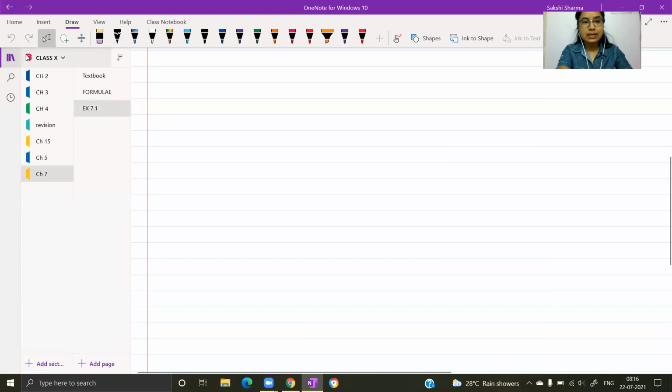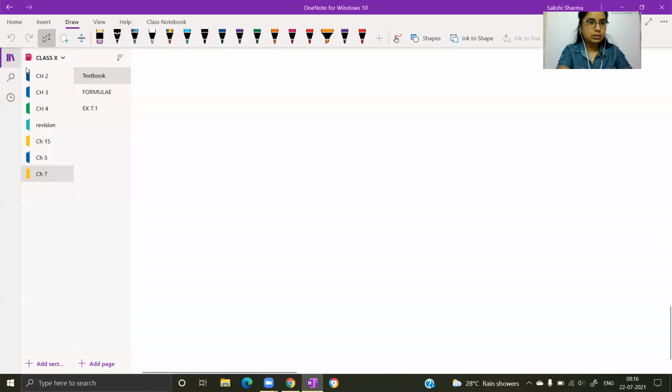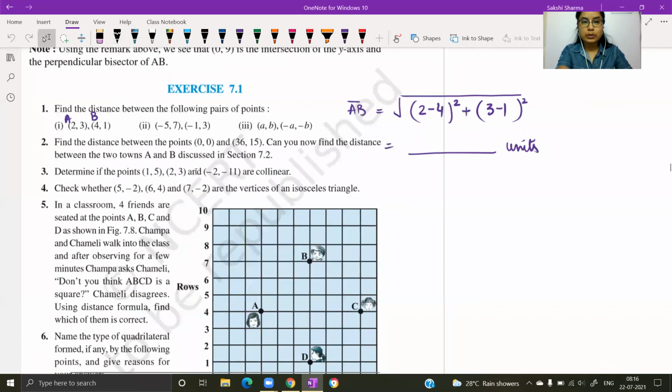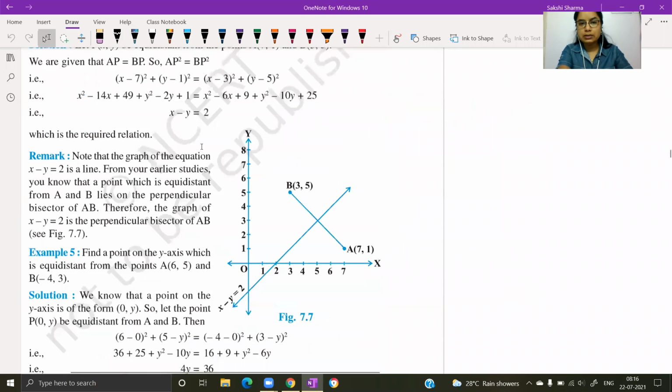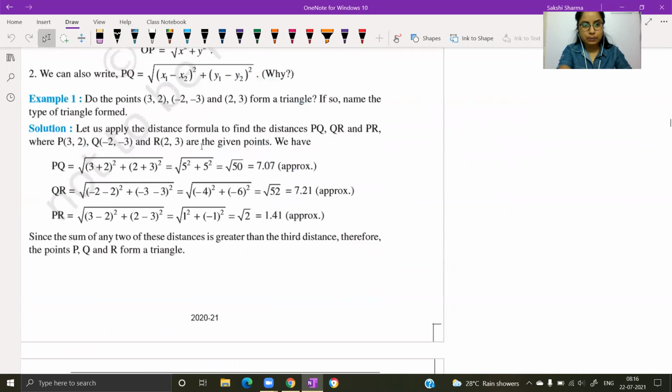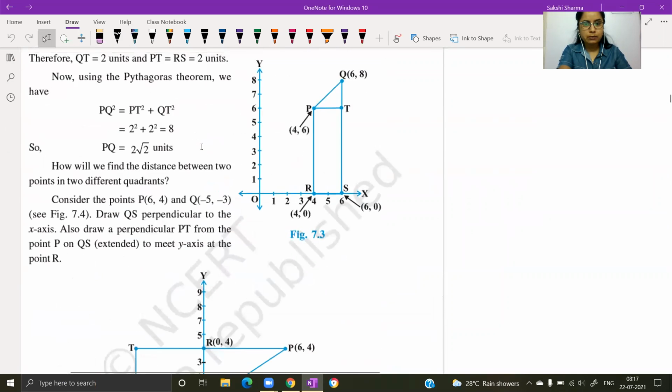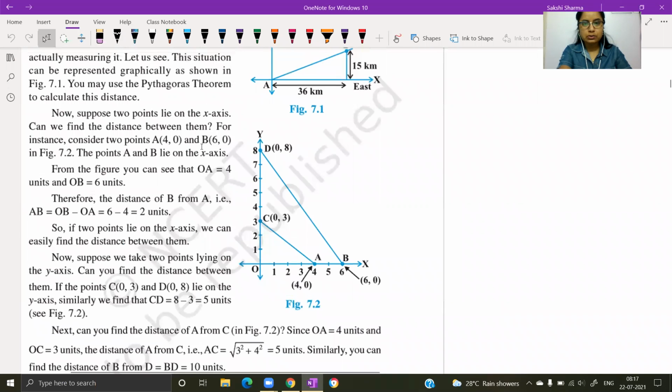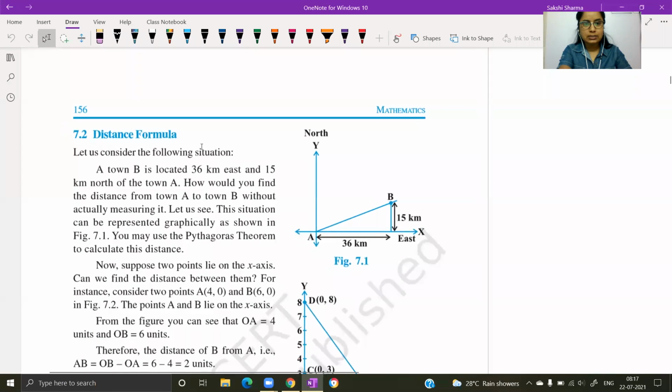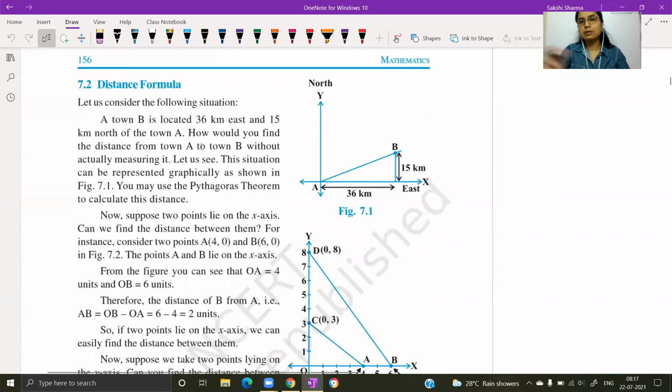Chapter 7, first exercise, second question. Find the distance between the points 0, 0 and 36, 15. These are the coordinates. Can you find the distance between the two towns A and B discussed in section 7.2? Earlier, in the beginning of the chapter, this problem is given to you: two towns whose distance, or the points represented by A and B.